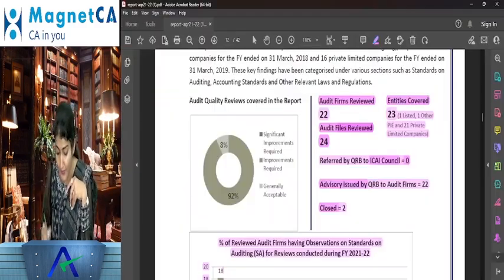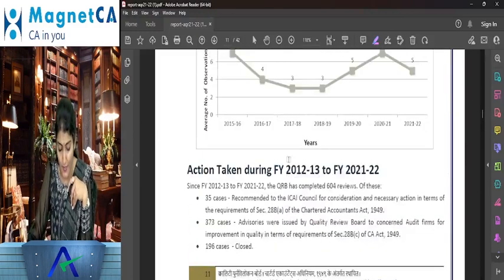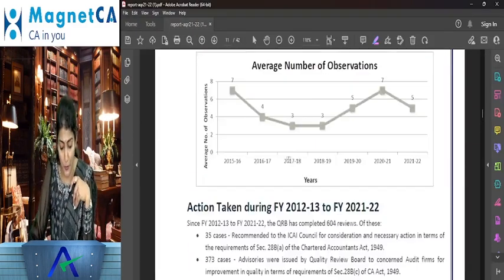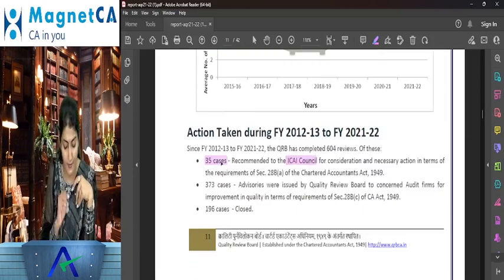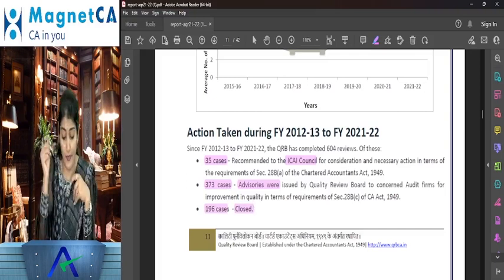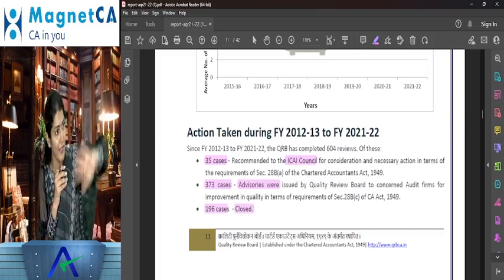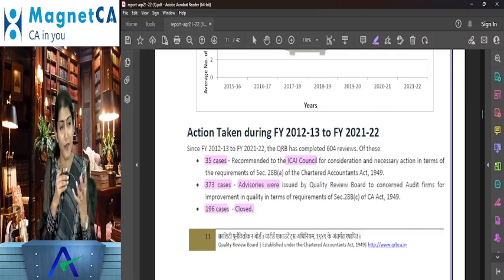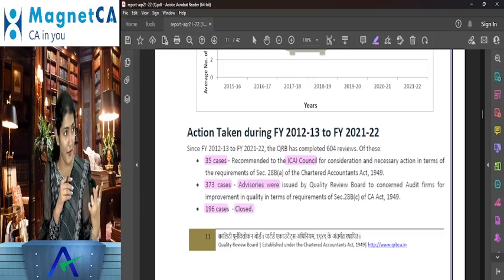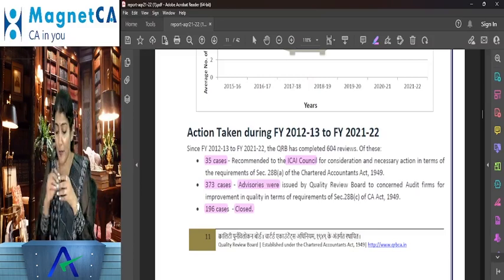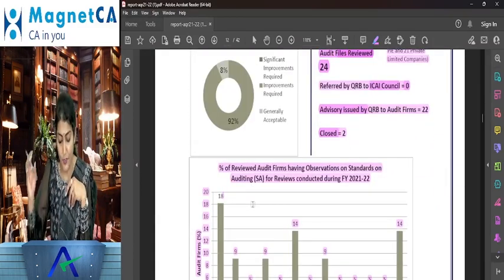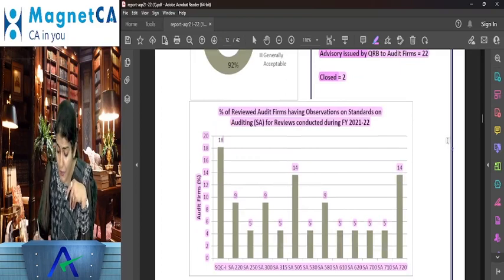Okay, in total, till today, since 2012-13 till 21-22, how many cases have been referred to the ICAI? 35 cases. And how many cases has an advisory been issued? 373 cases. And how many cases have been closed? 196. This is in total from 12-13 to 21-22. But if I look at the scenario of 21-22, was any matter referred to ICAI? 0. Then for how many matters was an advisory issued? 22. And for how many matters was it considered to be closed? For 2 matters.